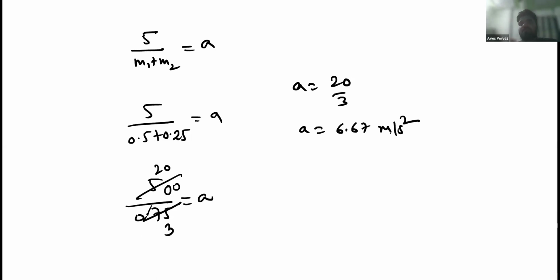So a is 6.6667. Dividing by 25, you will get 20 by 3. A is equals to 20 by 3, which is 6.67 meter per second square. Got it? Yes, sir. So this is the way how we calculate this.